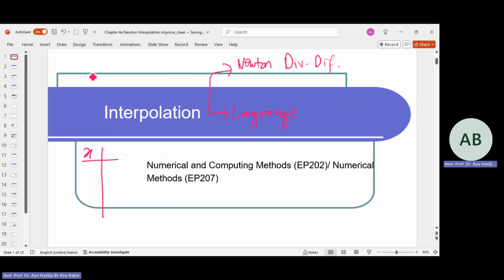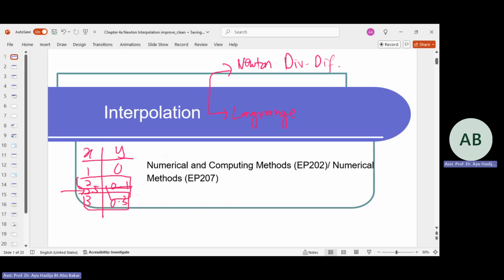if you have x and y values, let's say x is 1, 2, 3 and y is 0, 0.1, 0.3. But you are required to find the value of y for x equals 2.5. You are required to find the unknown value for 2.5, for example. So we need to do interpolation between this value and this value.